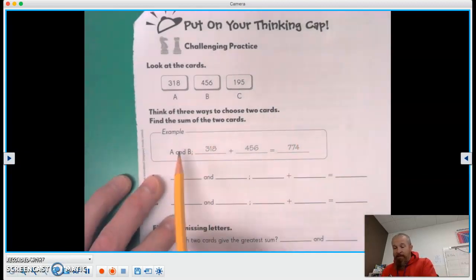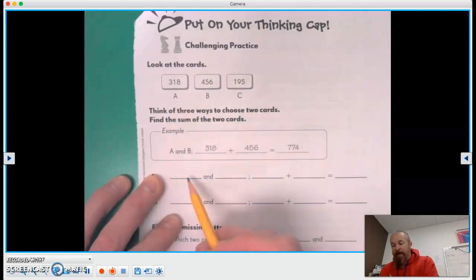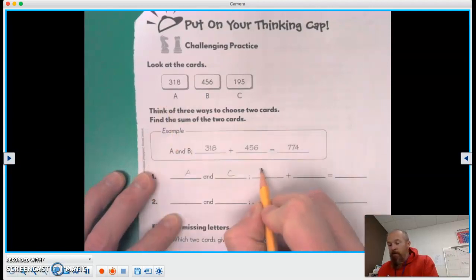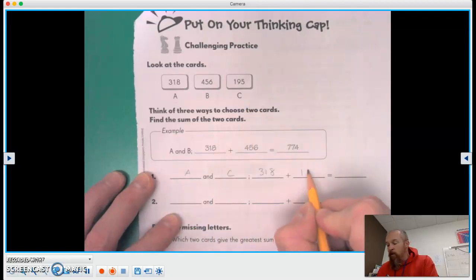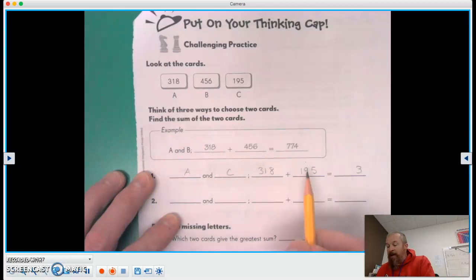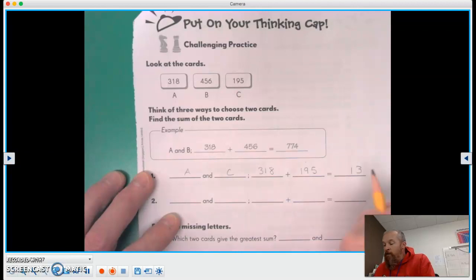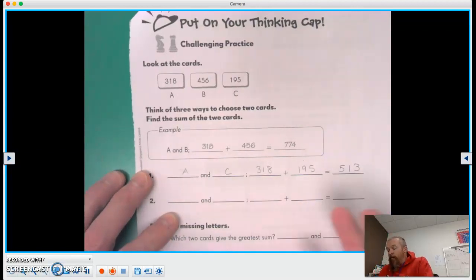So the first example is they did A and B. And when they add them together, they get 774. So now let's go A and C. Again, A is 318. C is 195. We can add those together. 8 and 5 is 13. 9 and 1 is 10. And one more is 11. 3, 4, 5. 3 plus 2 is 5. Okay, so that's one way.